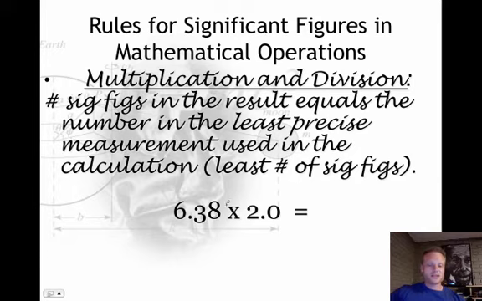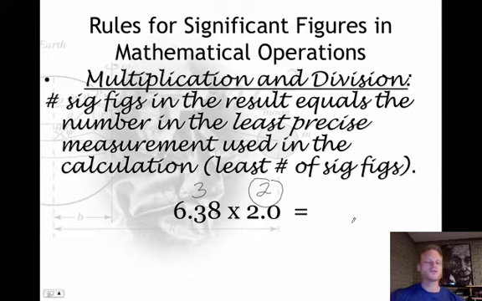So let's practice here again. 6.38. How many significant figures are in this? Well, they're all non-zero, so there's 3. Okay, 3 sig figs in here. 2.0. Since this 0 comes after the decimal point and there is a significant digit before the decimal point, there are actually 2 significant figures here. So what's smaller, 3 or 2? Hopefully you all are thinking 2. And so our answer will only have 2 sig figs in it.